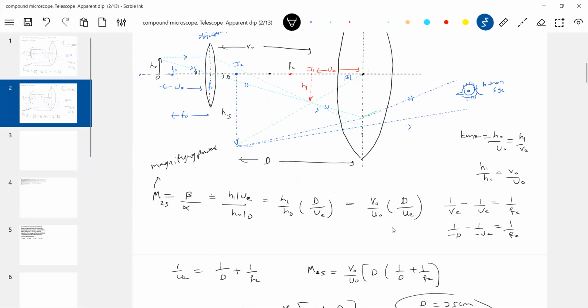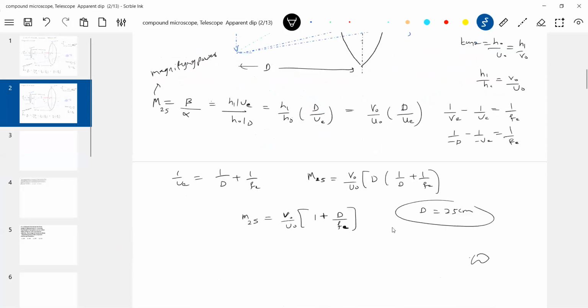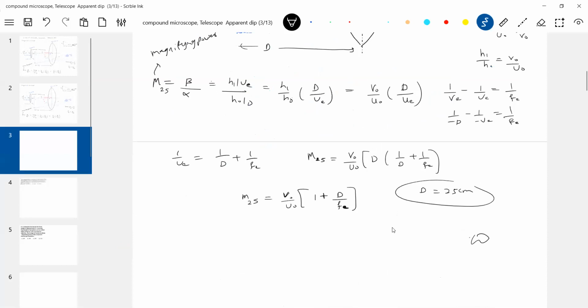In the diagram itself, I'm showing this. So what the human eye says is, I'm seeing a magnified, inverted image. I'll write the magnifying power for M25 directly.